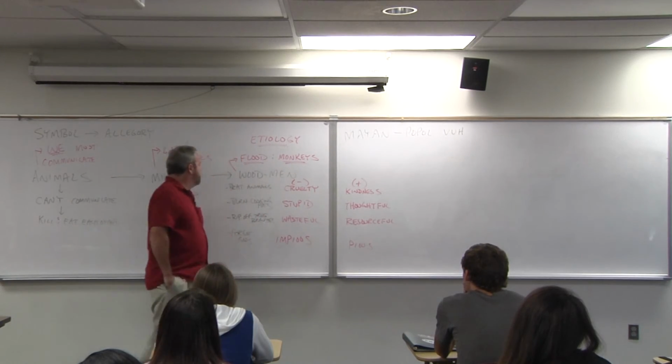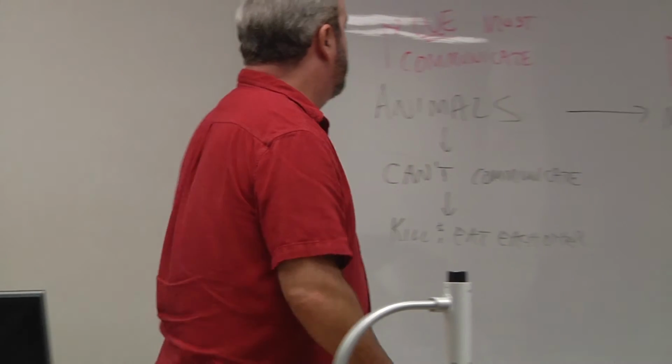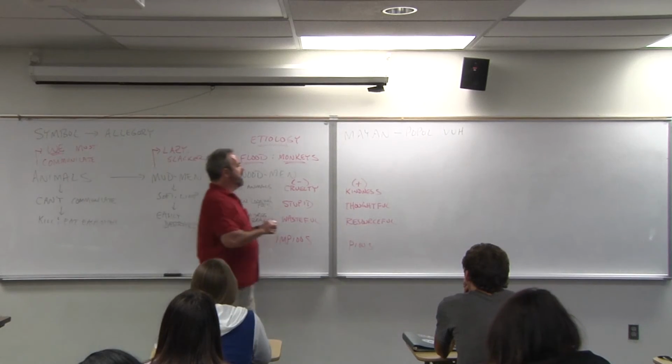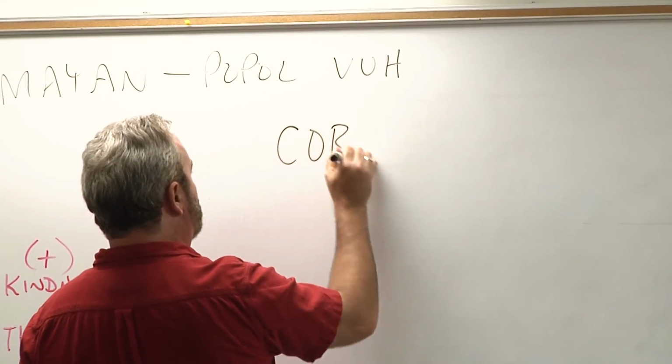All right, so it's time now finally to make some decent human beings. The ones made out of mud and wood didn't work, so the gods finally figure out the right material to make it with. They're going to make them out of corn.